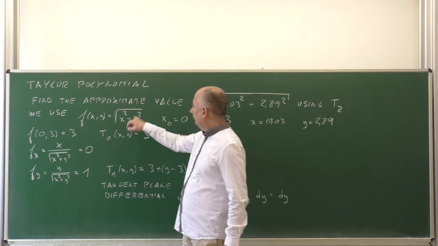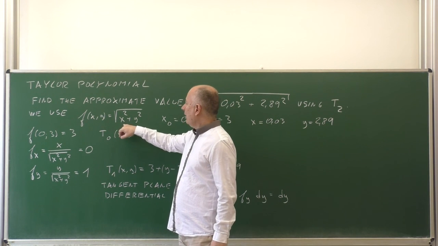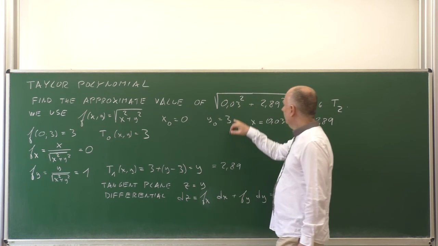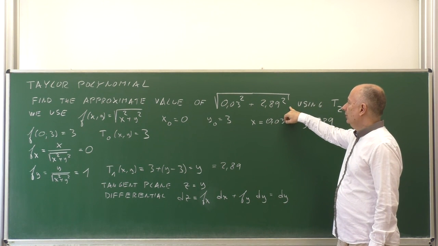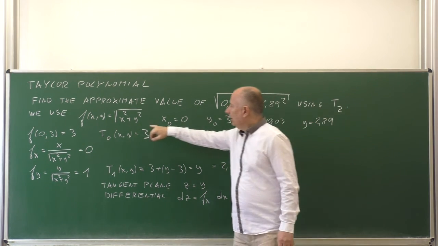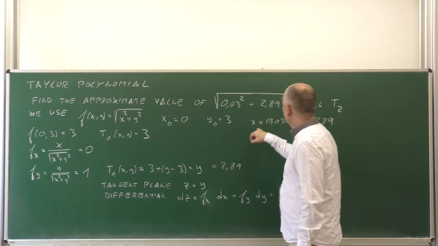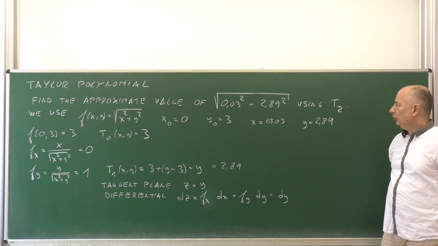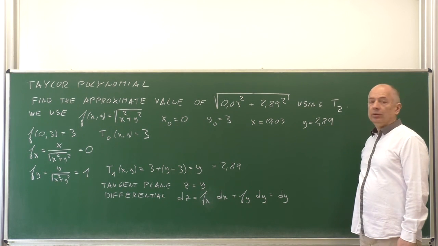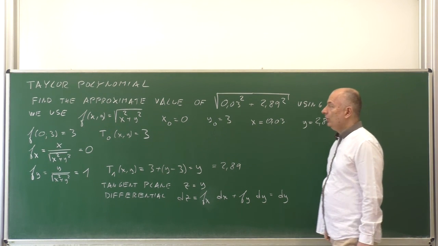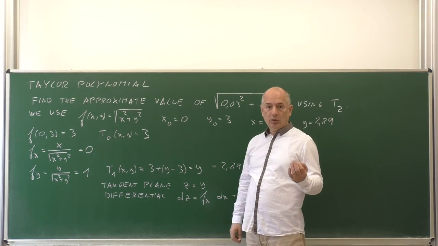A good function for this case might be square root of x squared plus y squared, because this expression is actually the value of this function at this point. x is 0.03 and y is 2.89. And then we need to find a good point.